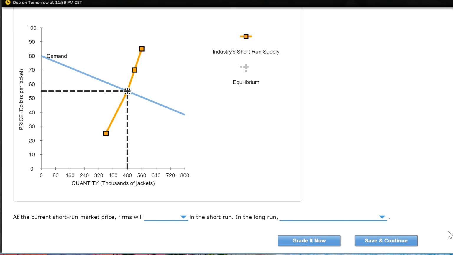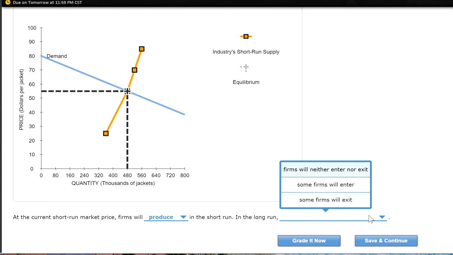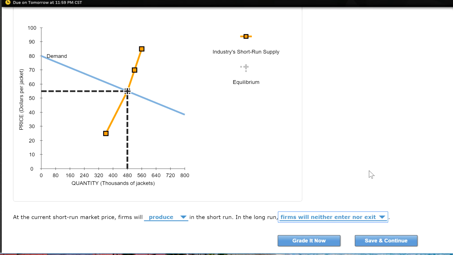Okay. At the current short-run market price, the firm will produce in the short run. In the long run, firms will either enter or exit. This is one of the conditions for perfect competition. You want to remember that in the long run, nobody makes any profit and nobody loses any money, so there is no entry and no exit. That's only for perfect competition.